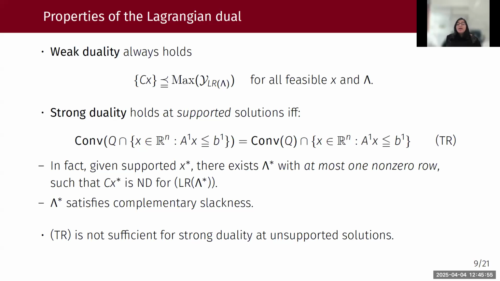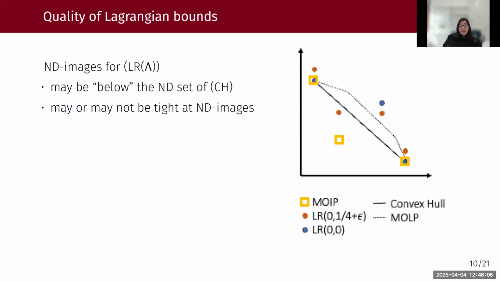So this Lagrangian dual, still, we cannot guarantee that it will be strong at unsupported solutions. Neither was the convex hull relaxation. The dual doesn't get us any further either.